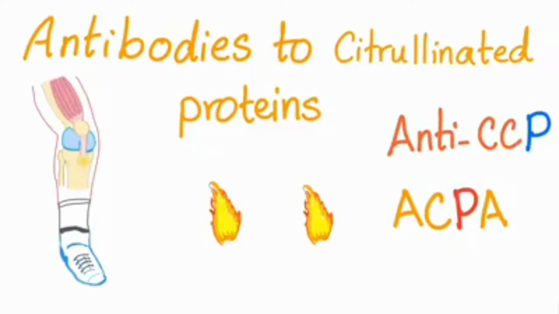Antibodies to citrullinated proteins such as anti-CCP and ACPA. To citrullinate or not to citrullinate? This is the question. This is Medicosis Perfectionalis, continuing our series on rheumatology. In the previous video we have discussed rheumatoid factor and C-ANCA and P-ANCA, which is the anti-neutrophilic cytoplasmic antibody. Today it's time to citrullinate. Let's roll up our sleeves and get to work.